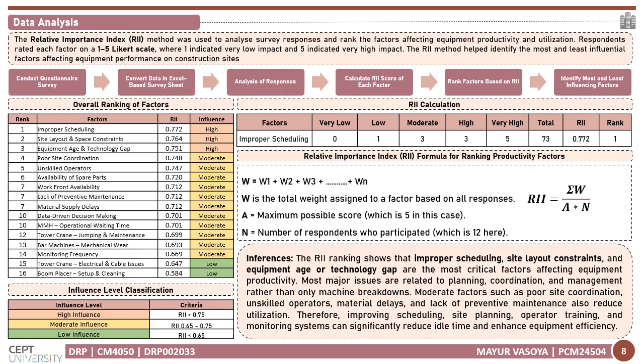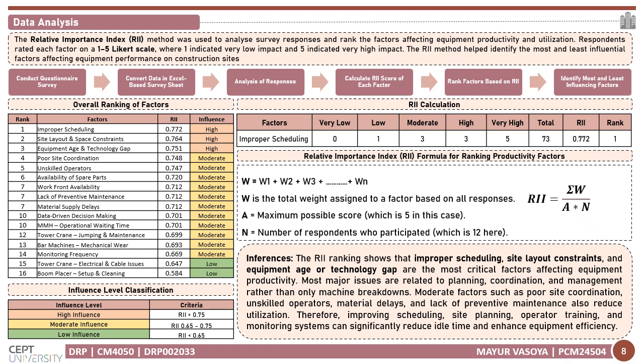respondents. In this research, responses were collected from 73 respondents, and the slide represents the overall ranking of factors. The highest ranked factor is improper scheduling with an RRI value of 0.772. This means poor scheduling of equipment in the daily work plan is the most critical issue. If equipment is deployed without checking material availability, labor availability, or work front readiness, the machine remains idle.